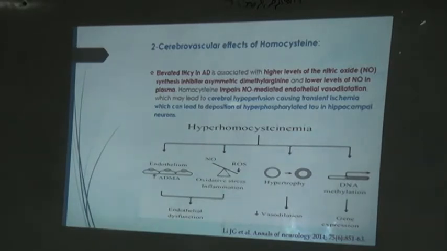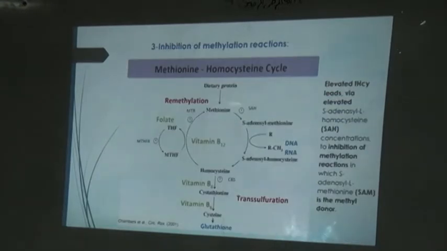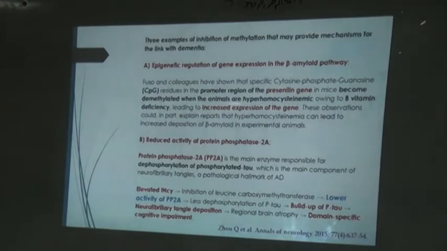Homocysteine inhibits asymmetric dimethylarginine, impairs nitric oxide mediated vasodilatation, and leads to cerebral hypoperfusion and transient ischemia. This transient ischemia can lead to deposition of hyperphosphorylated tau in hippocampal neurons. As we said, inhibition of methylation reactions. How can we link this inhibition of methylation reactions to dementia?